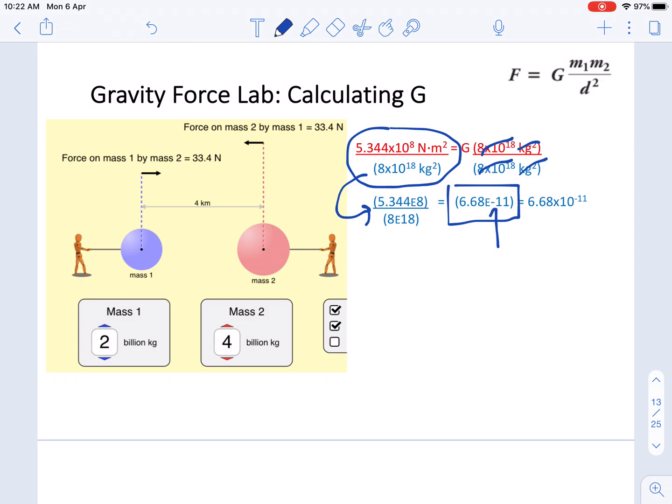Again, don't forget that negative there. It means it's a small number. 6.68 times 10 to the negative 11. So that is what our g value equals, right? We should now have g by itself. And we'll bring this over here again.